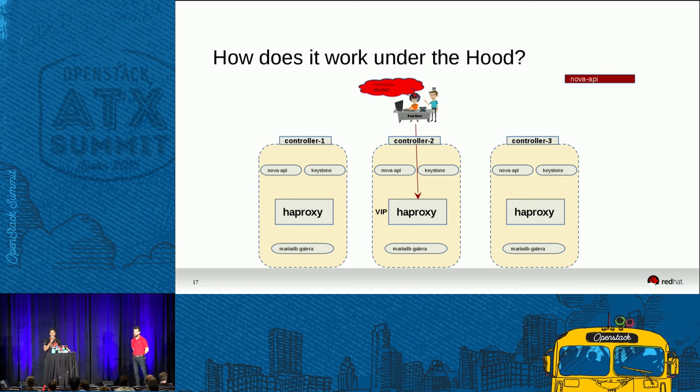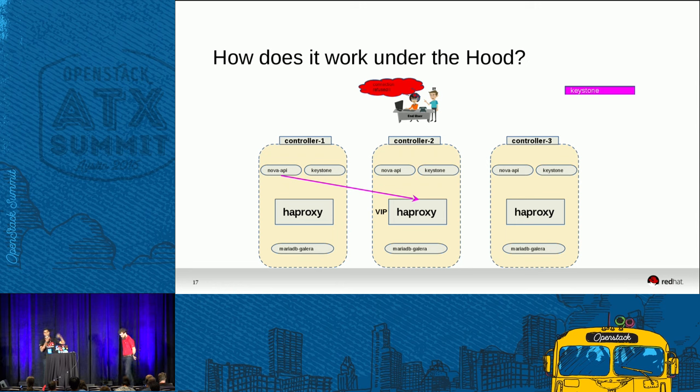So assume that controller node 2 has the VIP, then the Nova API connection first reaches controller node 2, and controller node 2 chooses one of the backend Nova API services. Here, let's assume it has taken controller 1, and then the Nova API service makes a connection to Keystone to do the authentication. And again, the connection to Keystone goes through the HAProxy node. Let's assume that this HAProxy node that was selected was controller 2. Again, Keystone needs to contact the database services. The MariaDB Galera service was running under HAProxy here.